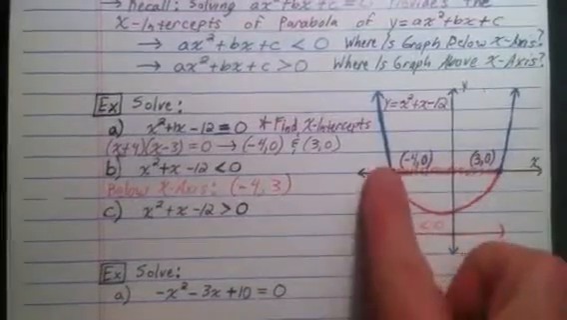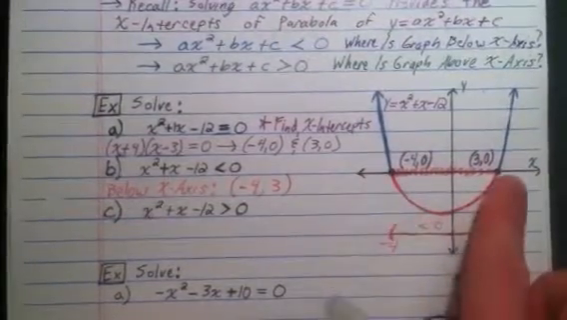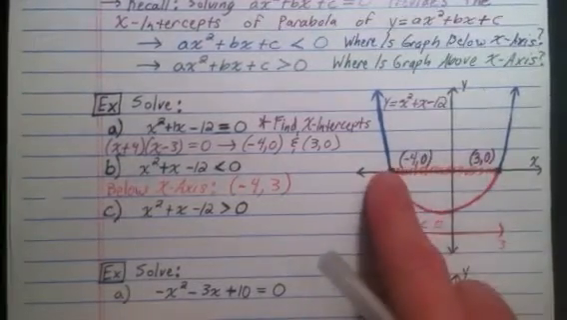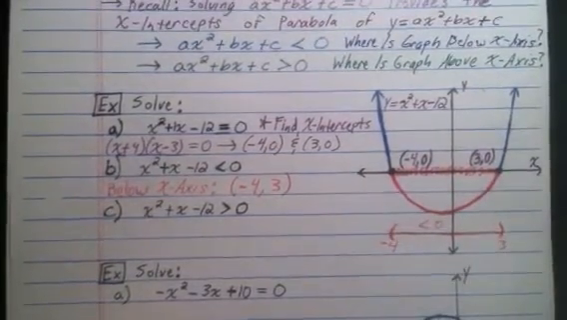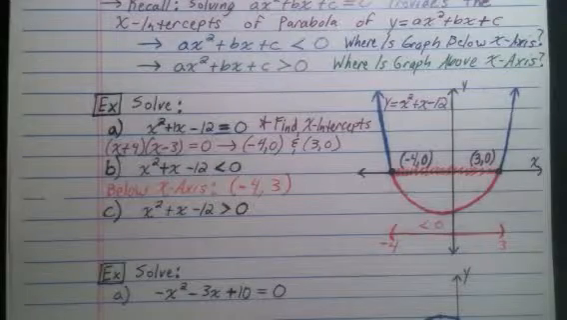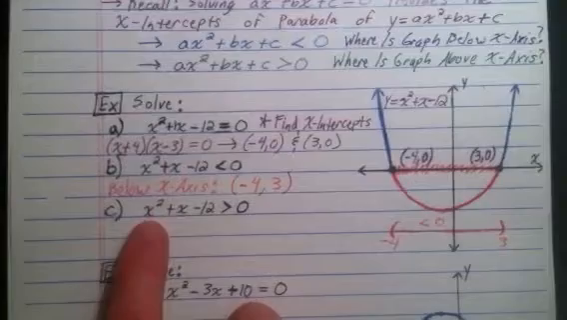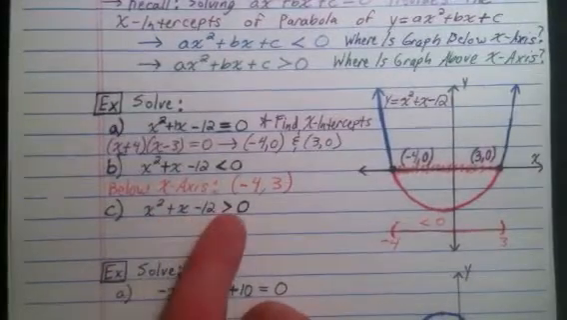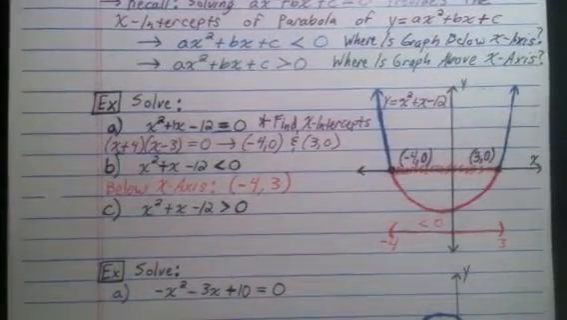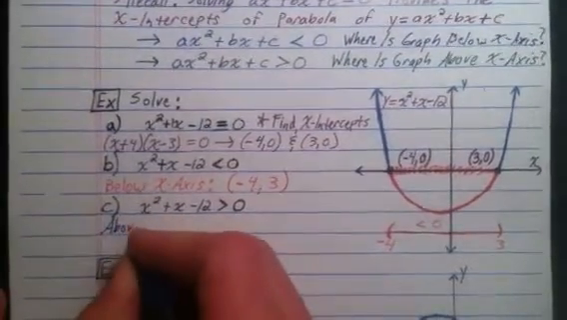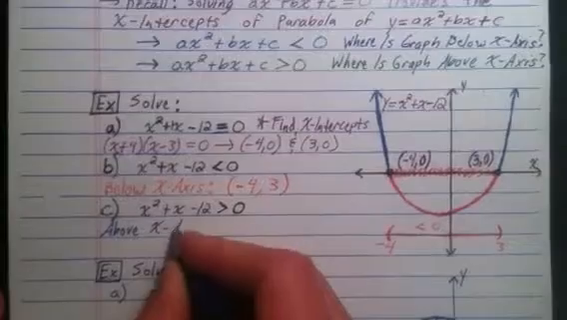So even though we're looking at the graph, where the curve is below the x-axis, we're actually giving x values along the x-axis from -4 to +3. That's where it's less than 0. To then answer the question, where is the quadratic greater than 0, we're now asking where is it above the x-axis.